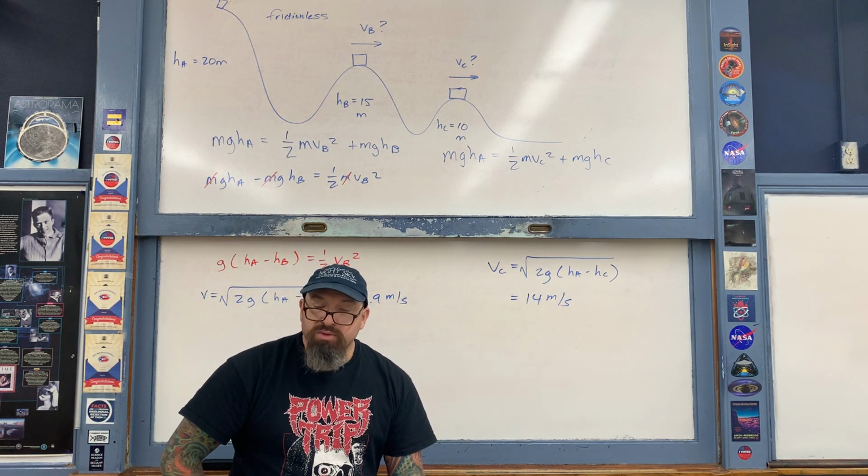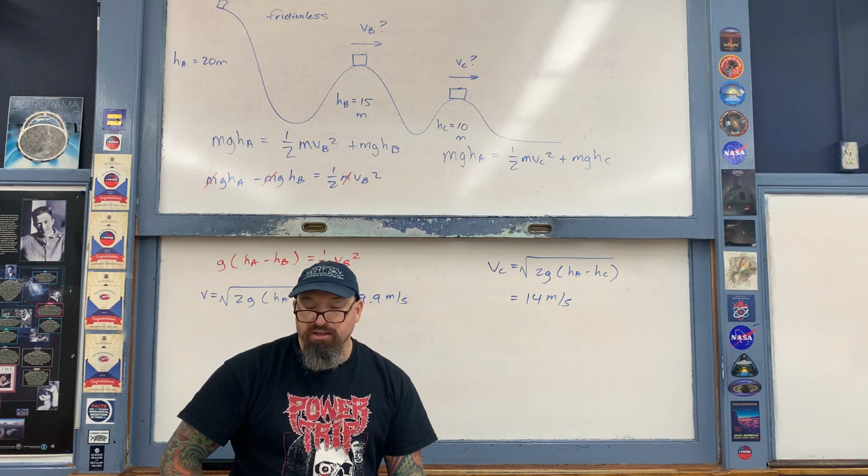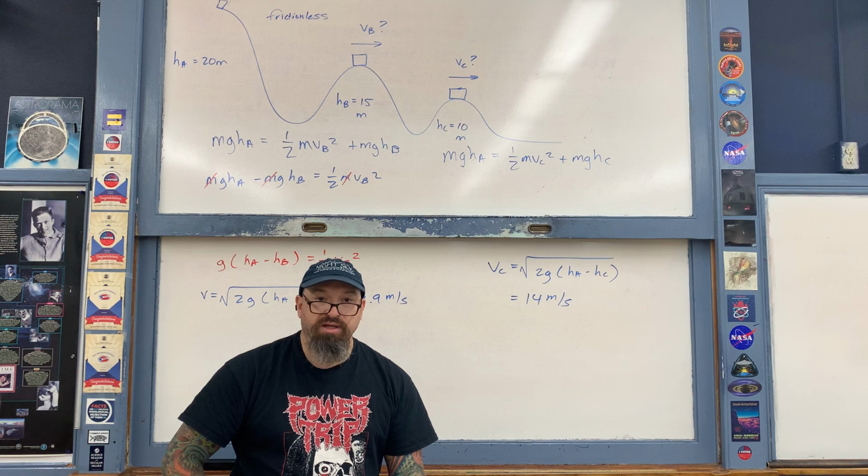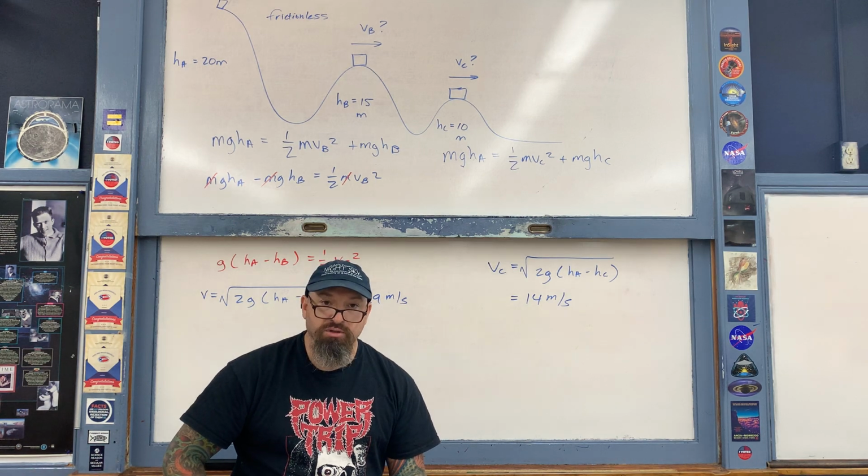With these two examples and the two examples that I did in the previous lecture, we did a total of 4 basic examples involving the conservation of energy with gravitational potential energy.